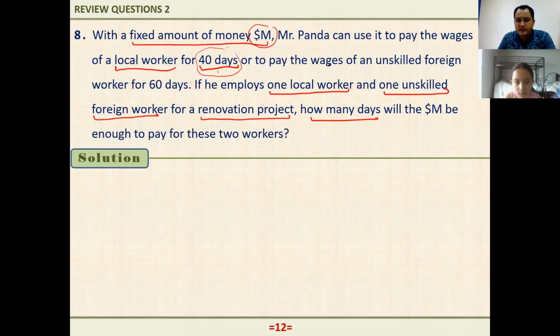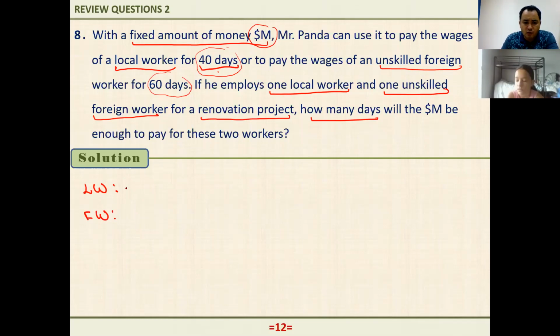And you go to another place, and you see one unskilled foreign worker, and he says, okay, I can do the same job, I can paint your house, but for me it takes 60 days, all right? And still you are paying this $M, but he's going to work for 60 days, okay? Now we have two different options. Number one is the unskilled foreign worker. Second one is the local worker. So this local worker, let's say it is LW, all right? And the foreign worker, let's say it is FW, all right?